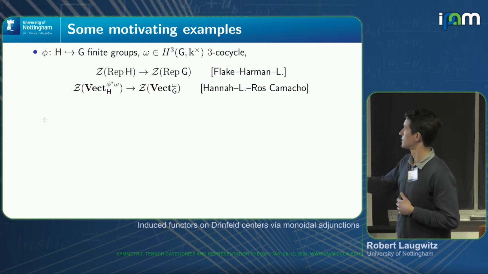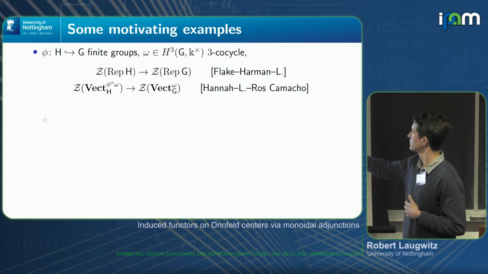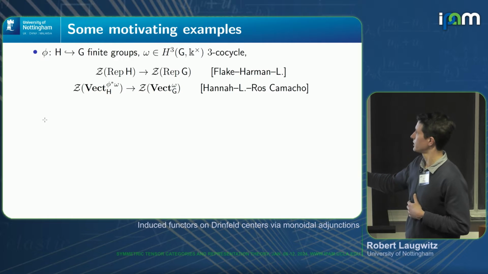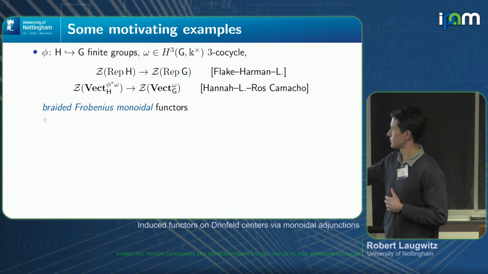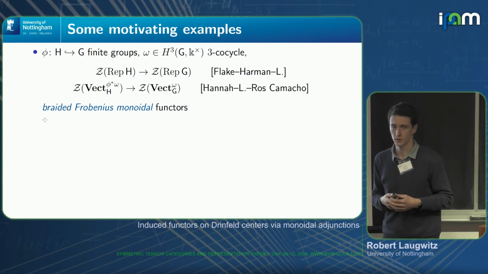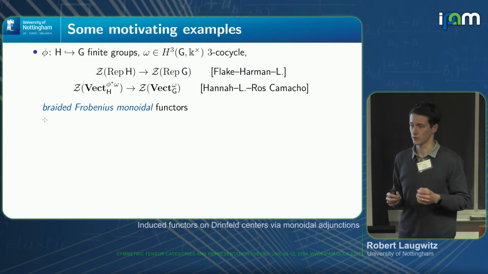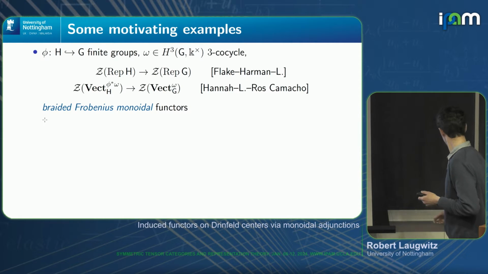So, this comes from some earlier work with different collaborators. And what we were able to show is that these functors are not just lax monoidal, they are in fact Frobenius monoidal. That means they also have an oplax monoidal structure.